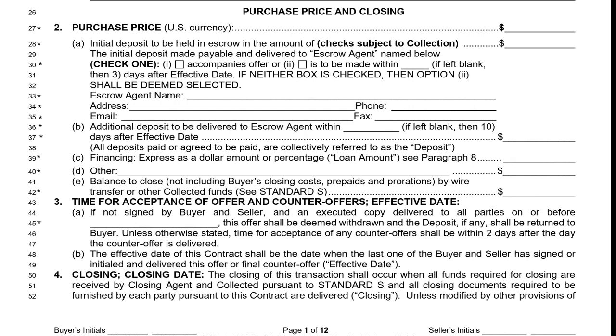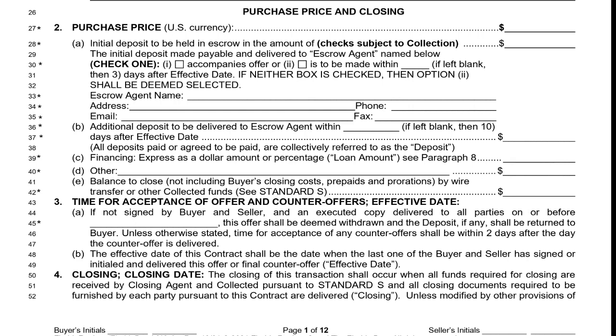Next is financing. I would prefer that you had expressed financing as a percentage instead of a dollar amount. And then E is the balance to close, not including buyer's closing costs, prepaids, and prorations. What that means is purchase price minus deposit minus what they're financing equals balance to close.